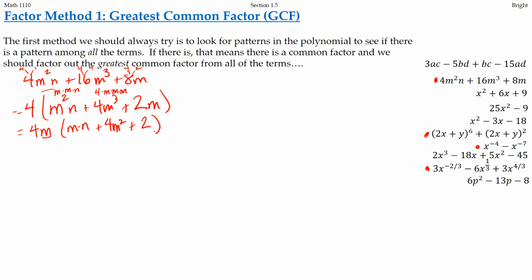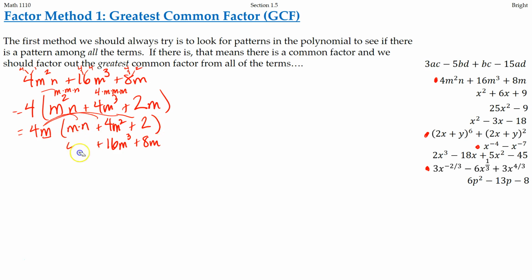Now, a common question that students ask is, well, Professor Wright, you took out an m from each thing, so you took out 3 m's total. Well, yes and no, right? I did take an m out of each term, but remember that when I'm taking out the 4 and taking out the m, that actually means that I would later distribute that back into each of the terms. So if I wanted to check, if I do the distribution, I'd get 4m squared n plus 16m cubed plus 8m. Okay, so it does check out when I do the distribution.